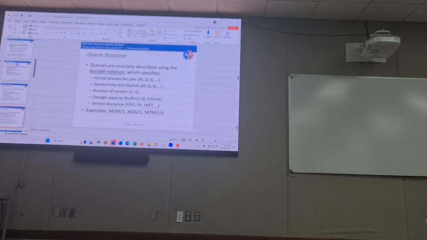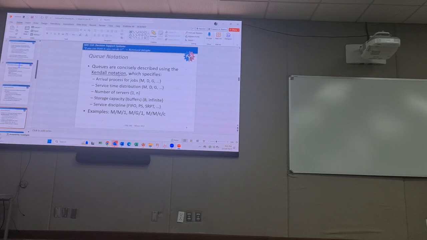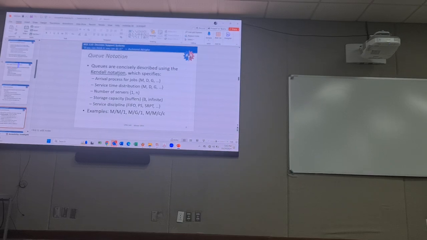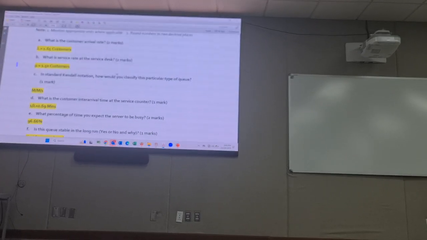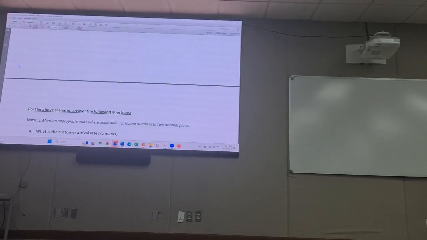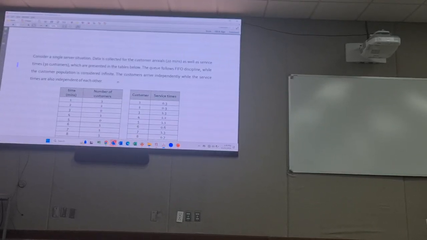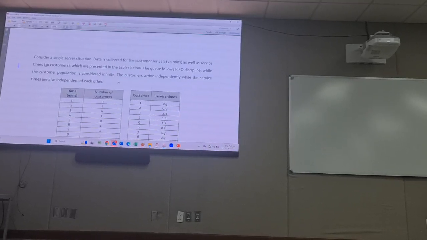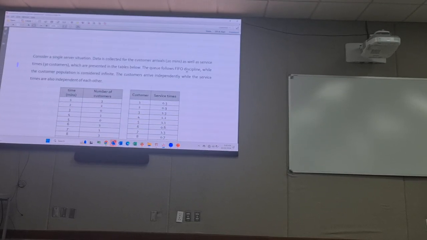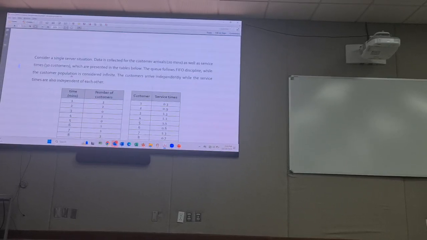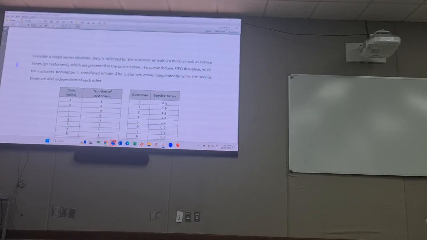Your options are M, D, G, and there can be more. M stands for Markovian or Poisson. Now let's read the question again to see whether we are able to say whether it's MM1 or not. Consider a single server situation. Data is collected for the customer level. The queue follows first in first out discipline, while the customer population is considered infinite.